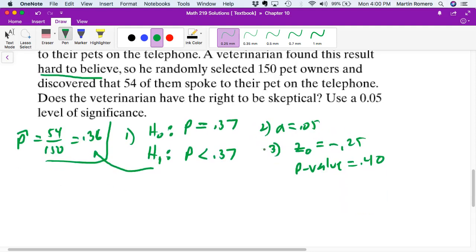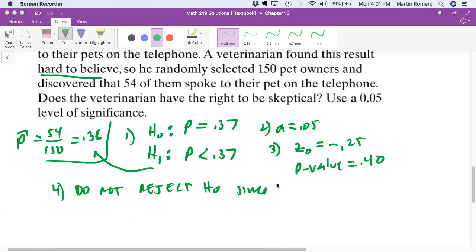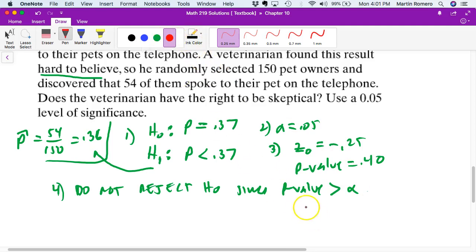And so in this case, step 4, what's our decision on step 4? Step 4 is to say do not reject H naught since the p-value is greater than alpha, right? The p-value is 0.40. It's greater than 0.05. So do not reject that. That is not enough evidence. There's not enough evidence to conclude, right?